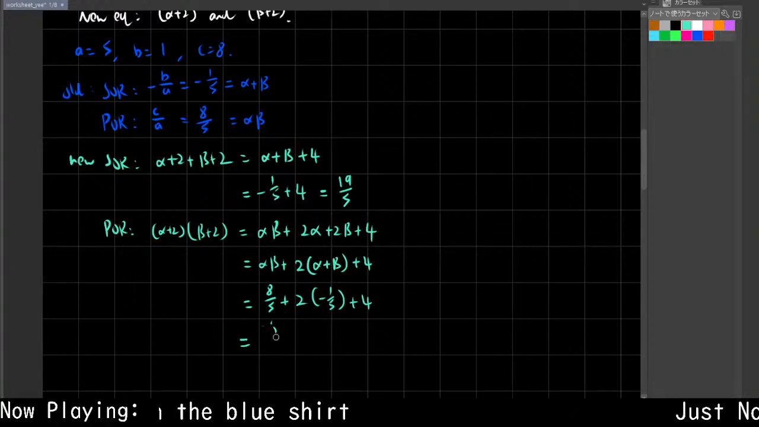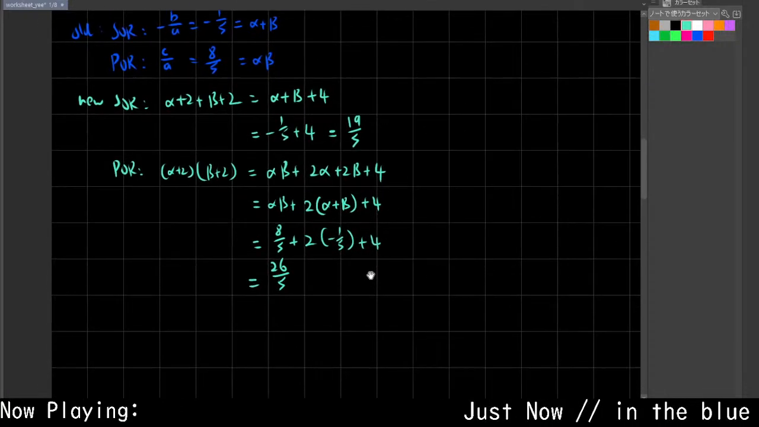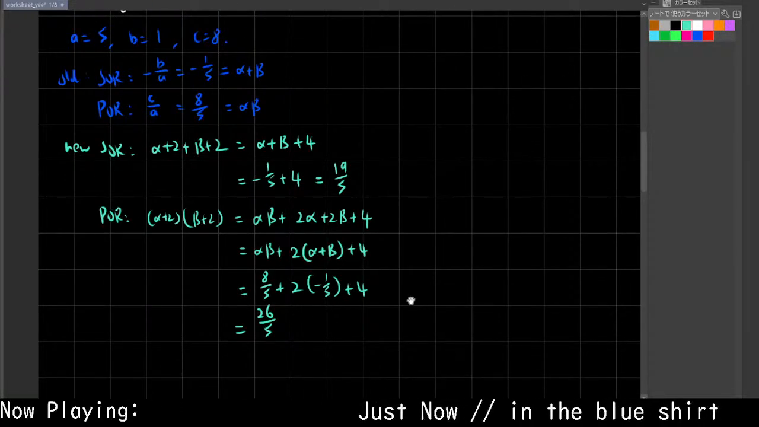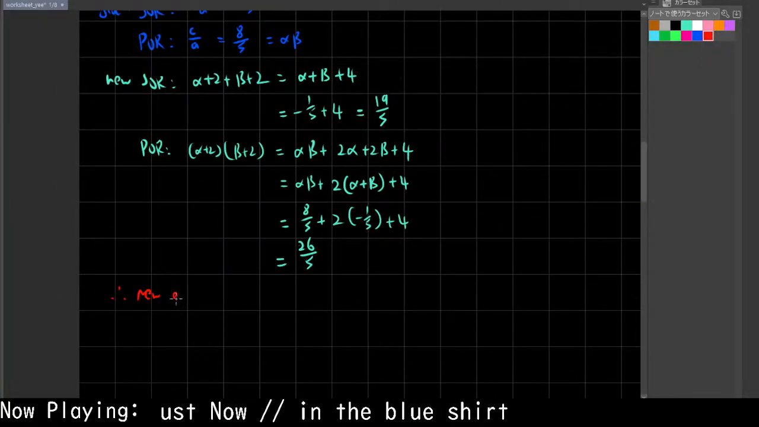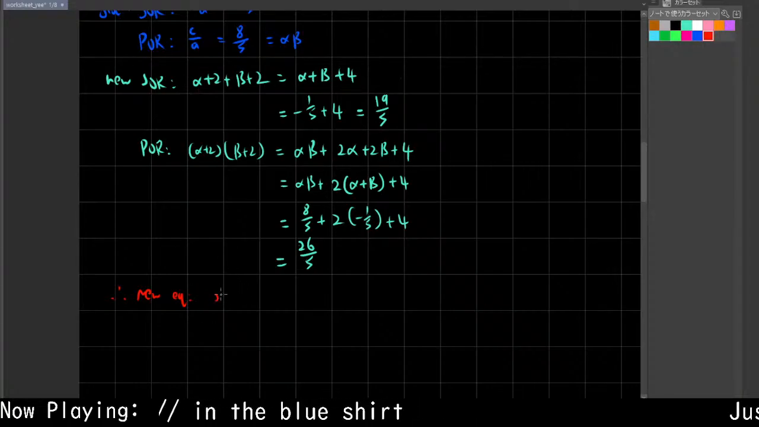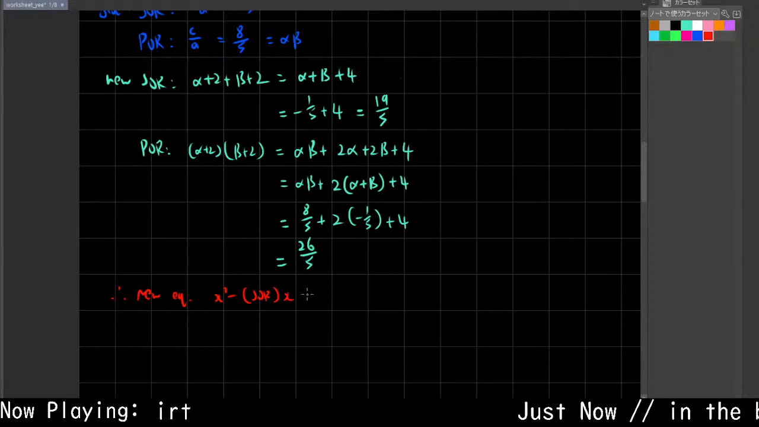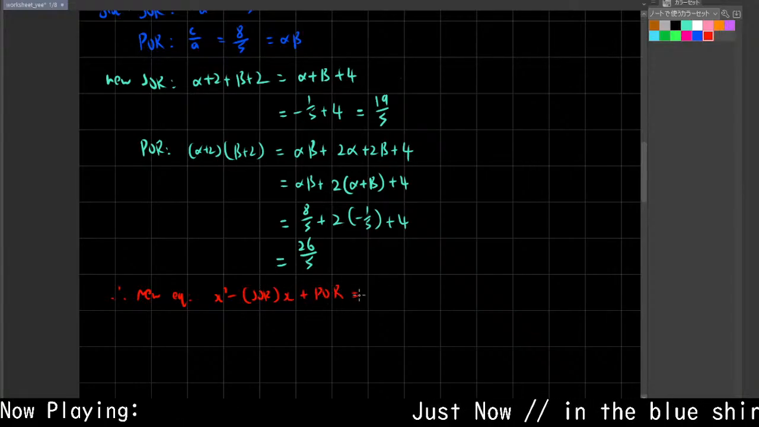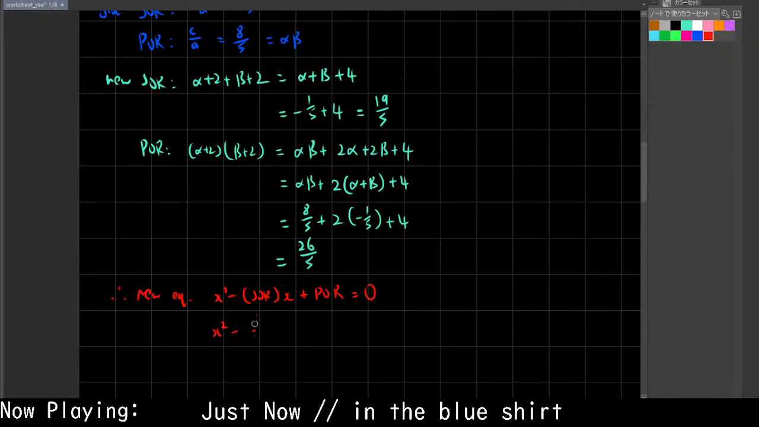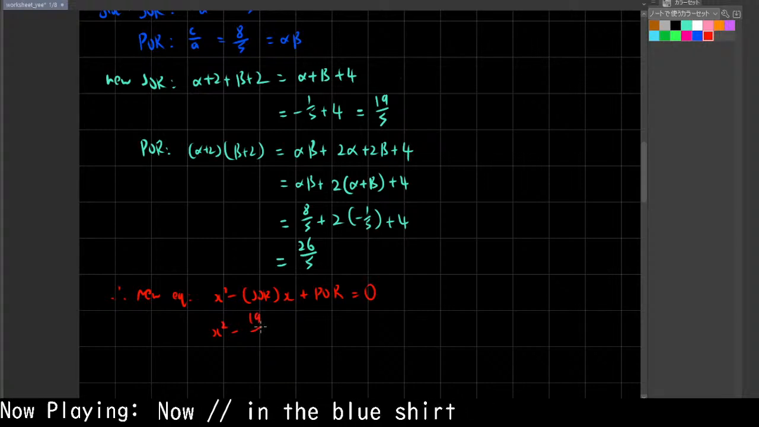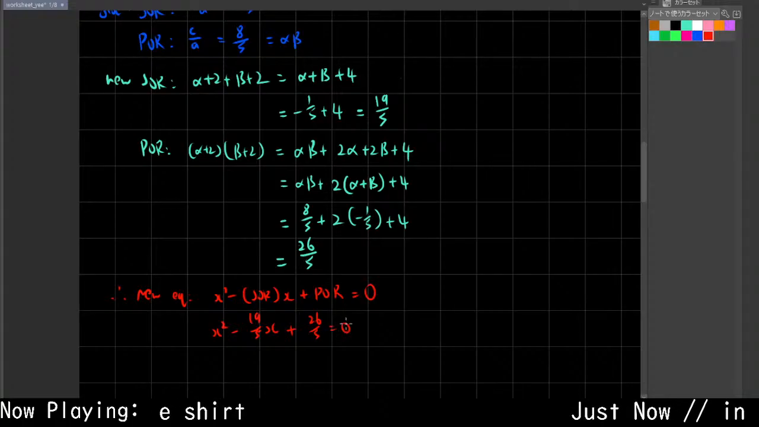So this is the idea. Therefore, lastly, the new equation can be written as x squared minus your new sum of roots multiplied by x, this is the coefficient for your x term, plus the product of roots, equal to 0. So your x squared minus 19 over 5 times x plus 26 over 5 equal to 0.